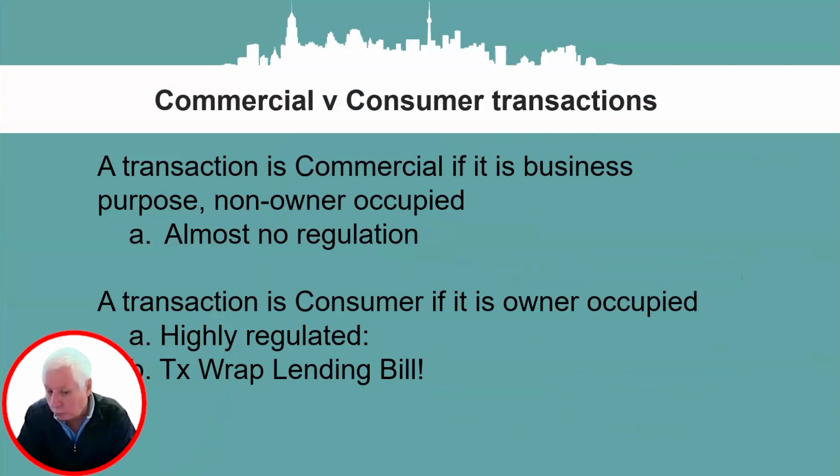Another thing as an investor we need to know is what is a commercial transaction and what is a consumer transaction. So of course, a commercial deal is a business purpose loan. It is a non-owner occupied type loan. And the good part is there's almost no regulation for those. It's all contract law. But if you're selling a home to a consumer who's going to live in that home as their homestead, this is where we get into a lot of regulation.